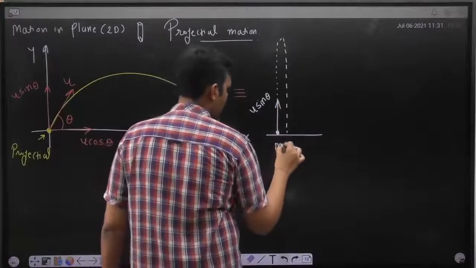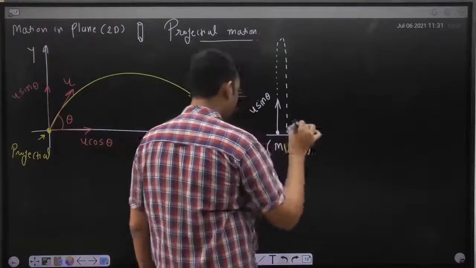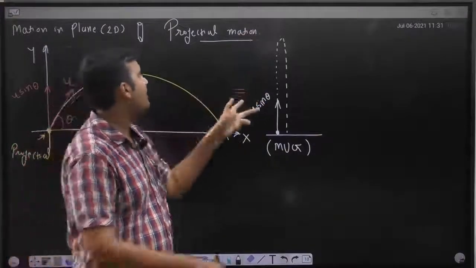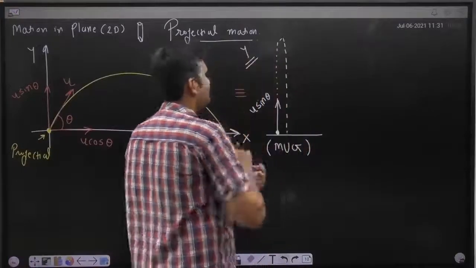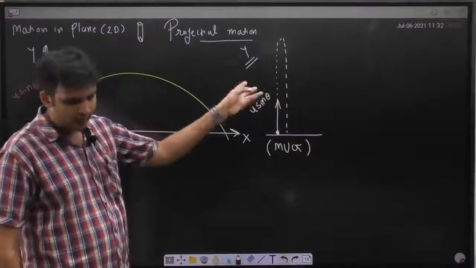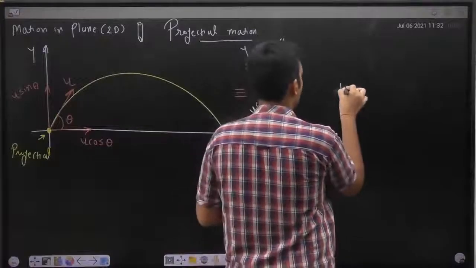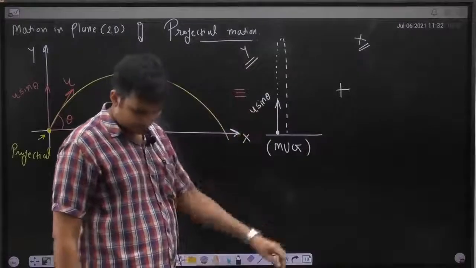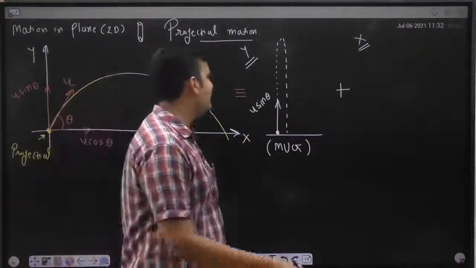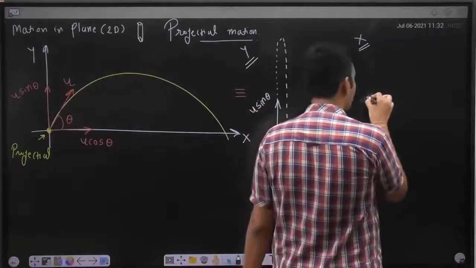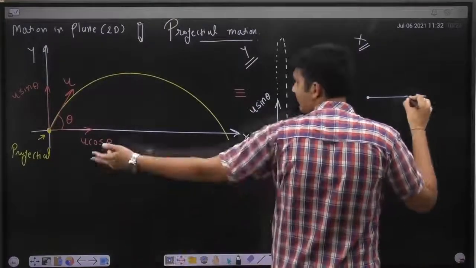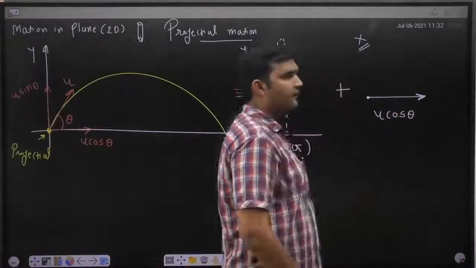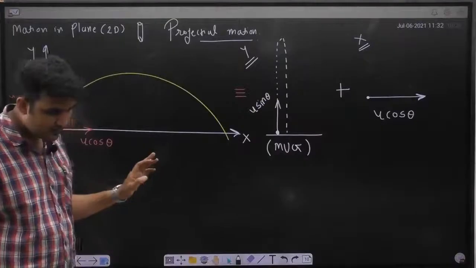So this is nothing but motion under gravity that we already learned, right? One you can consider this motion to be in y component, and this motion I am resolving in x and y. In x direction, what is the velocity in x direction? So it will perform a linear motion in x with u cos theta. Is there any problem?